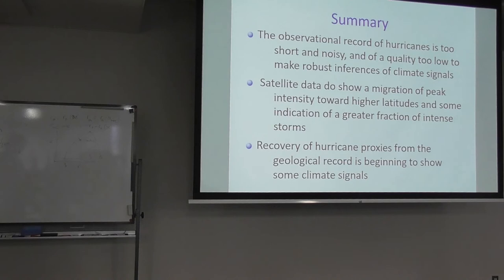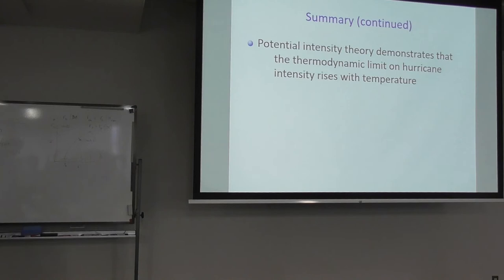Hurricane proxies from the geological record. It's not just overwash deposits, there are other proxies. That's very promising, but there are very few people doing it, okay? I think it's very exciting work. And you're beginning to see some climate signals in this data, like ENSO. On the theoretical side, potential intensity should increase with rising temperature, at least for a while. Reanalysis data seems to show this is happening. Potential intensity is going up.